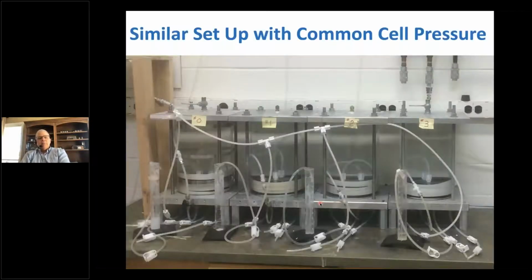Here's just another example. Sometimes we'll use a common cell pressure line for a number of different cells, run them all up to the same source, but just to provide you another example of a number of GCLs and flexible wall permeameters undergoing chemical compatibility testing.